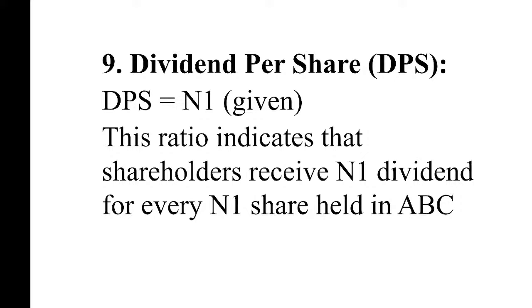ABC Incorporation will pay out each shareholder 1 naira per each 1 naira dividend that they are holding. So let's assume that somebody is holding 50,000 shares in ABC, and ABC declared 1 naira dividend per share. That person is going to receive 50,000 shares times 1 naira, which is going to be 50,000 naira.